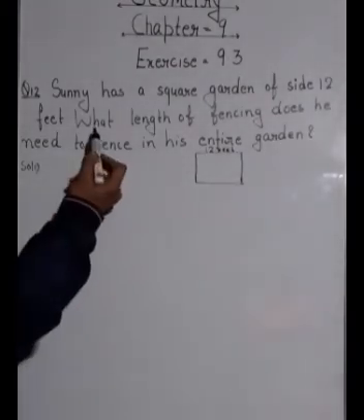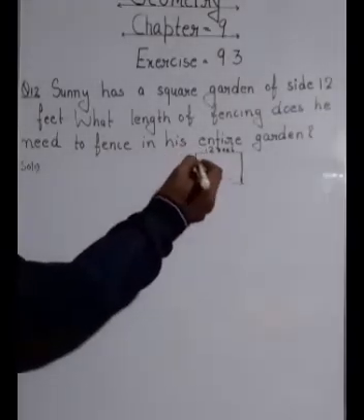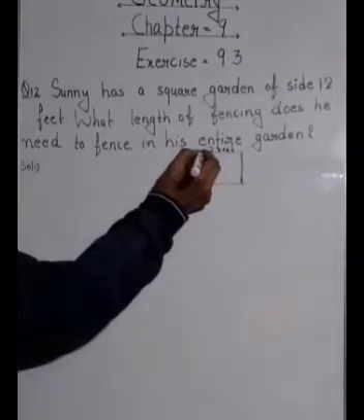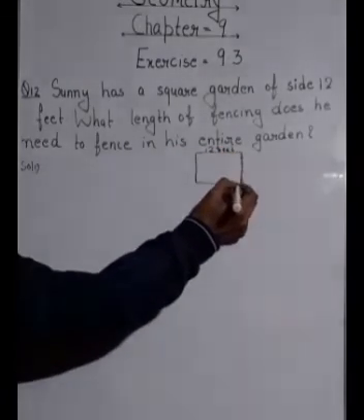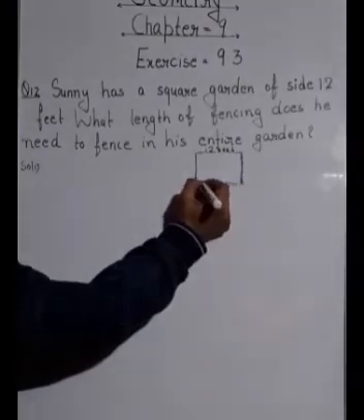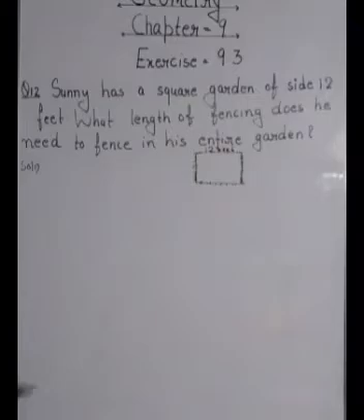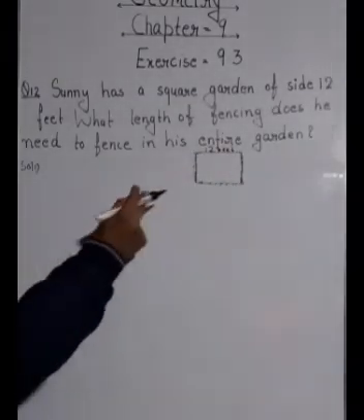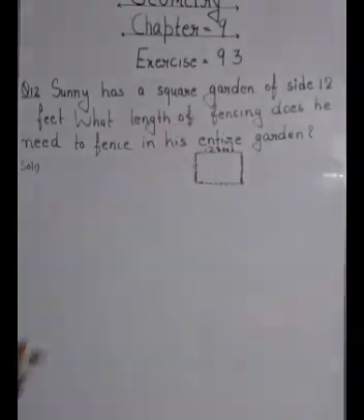Now what does he have to do? He has to do the fencing of his garden. It means he has to make a boundary around his garden. Now boundary means you have to cover the boundaries only. It means you have to do the fencing in this area. Now you can tell me that this area is the perimeter. I told you that the outer boundary is known as perimeter. It means you have to find the perimeter of the square.